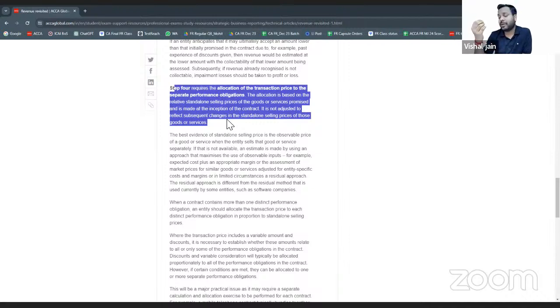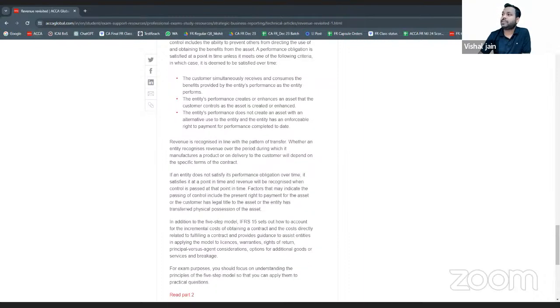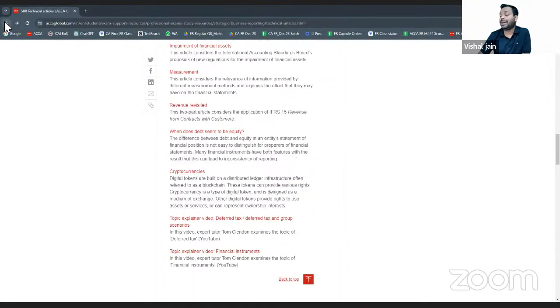So a day before your examination, you are not required to read the entire technical articles, but you are required to read only the areas which you have highlighted that you have to read before the examinations. So this helps you a lot. Okay. Now further, this is the way in which you have to read the technical articles.